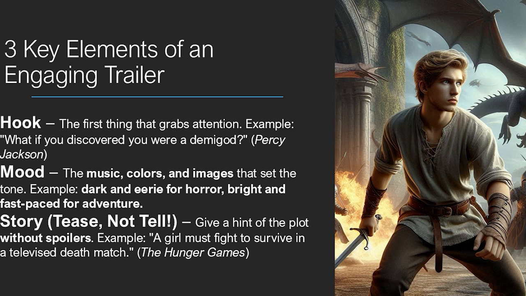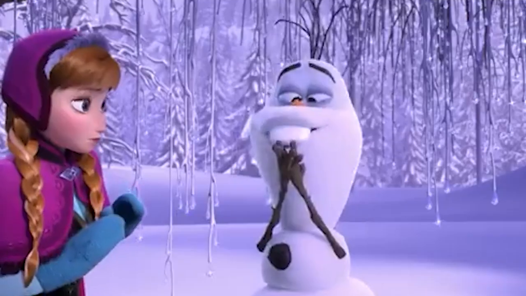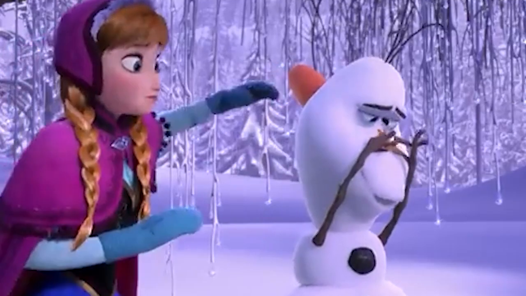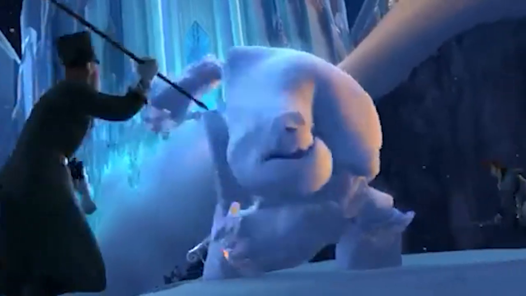And like we were saying about the mood, all the trailers that we've been watching, the 2 examples anyway, had a scary, dark mood, and that can be told through the music. Music colors images that set the tone, so dark and eerie for horror, bright and fast-paced for adventure. To talk about Frozen for a second, we did see that bright color and fast-paced action for the adventure story, and that's definitely the comparison between the 2: a very dark story versus a very funny, lighthearted story.